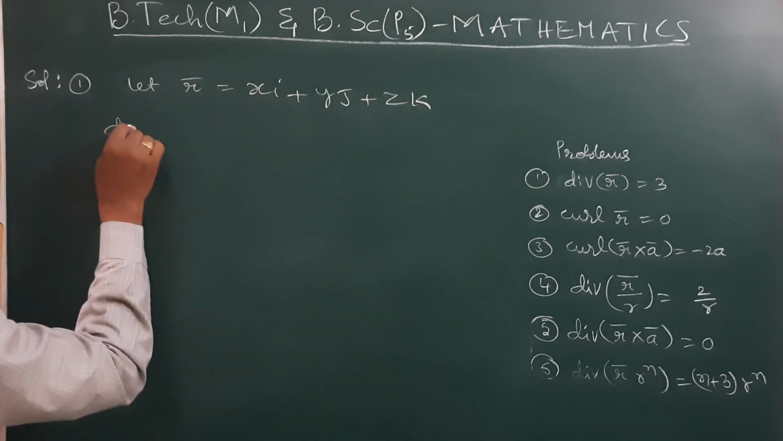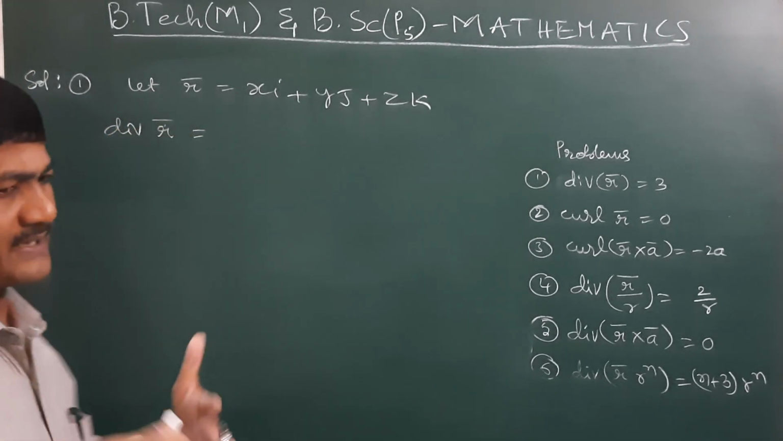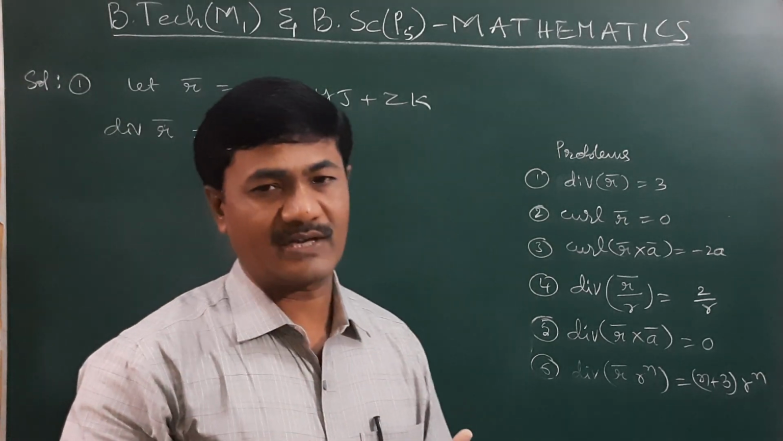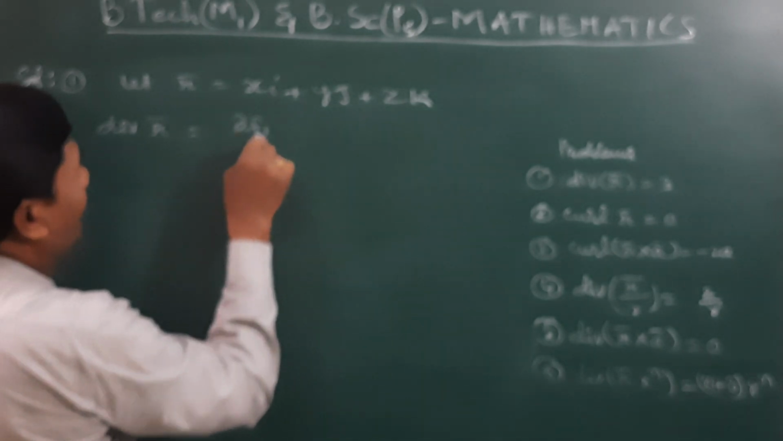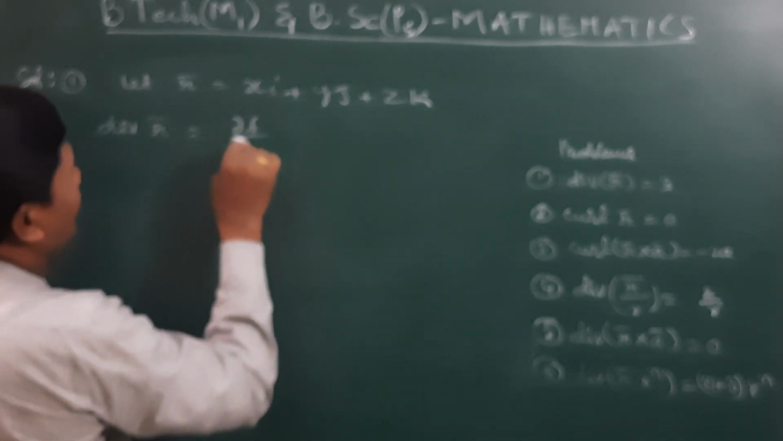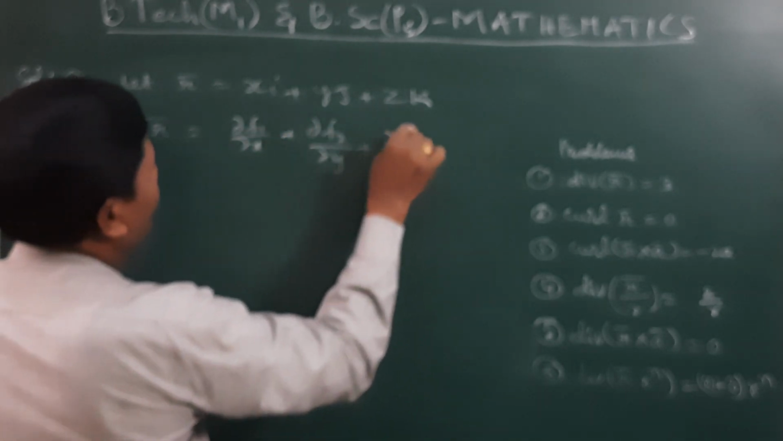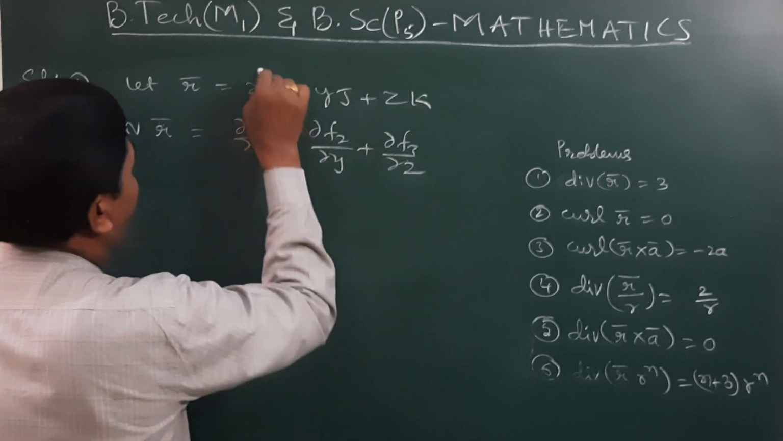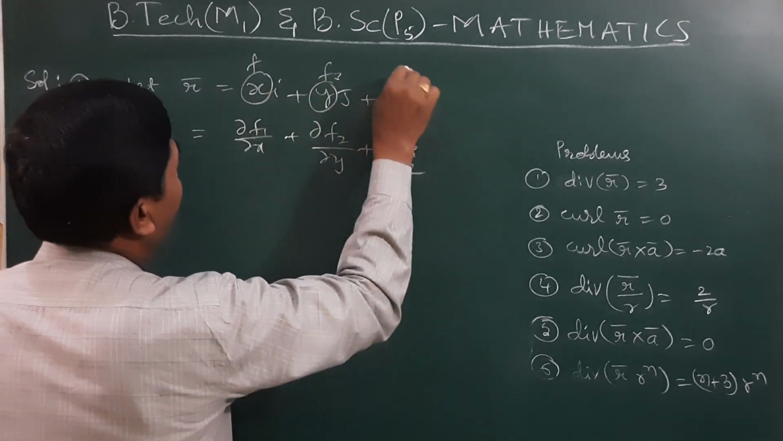So what is the divergence of r bar? Div f means dou f1 by dou x plus dou f2 by dou y plus dou f3 by dou z. Here f1, f2 and f3 are the components of the vector.